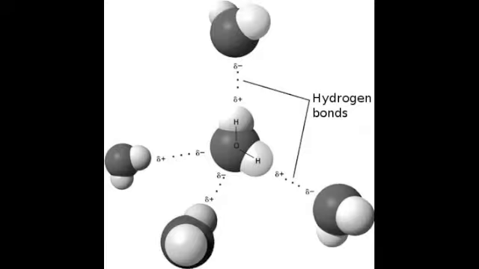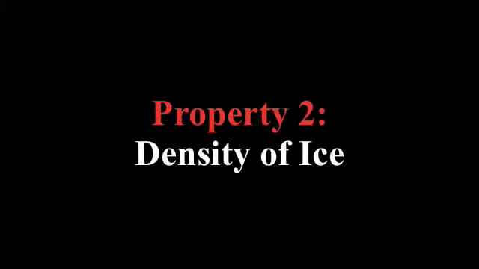The oppositely charged parts of the water molecules attract each other. The slightly positively charged hydrogens are attracted to the slightly negatively charged oxygens, and bonds are formed between them, known as hydrogen bonds. Hydrogen bonds are responsible for many properties of water.